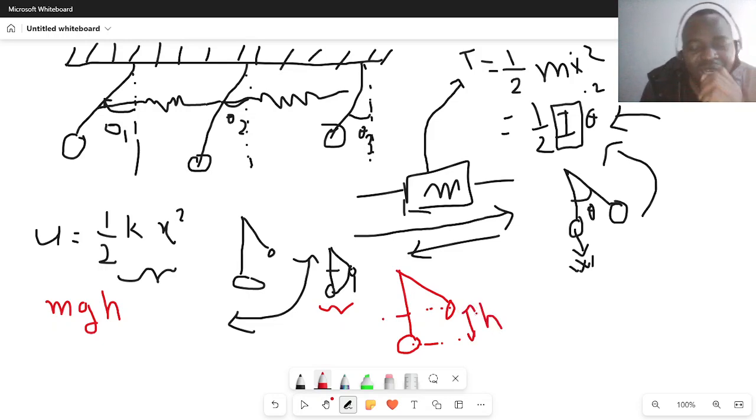So guys, believe me, if you have a vibration problem and you have to solve it using Lagrange's, if you get your kinetic energy right and your potential energy right, you will never ever fail this type of question. That is the reason why I'm starting with this one. So in our case, now let's study the system together and then we solve it.